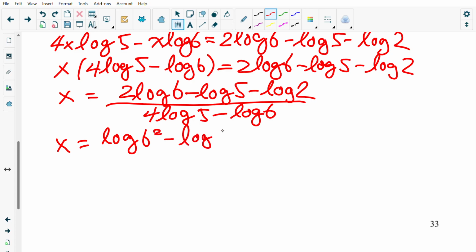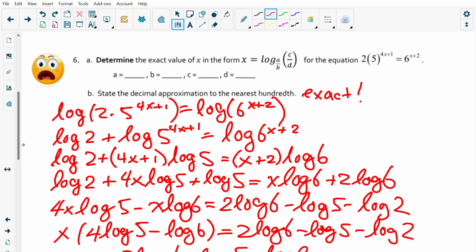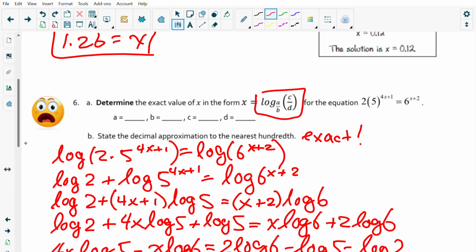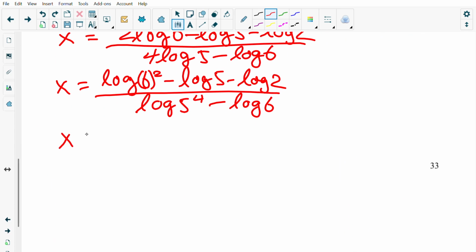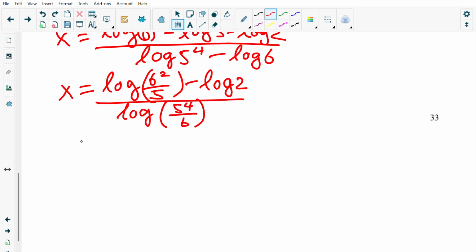Okay. Continuing. x equals log of 6 squared minus log of 5 minus log of 2 divided by log of 5 to the 4th minus log of 6. Why are we doing all this? Because it says put it into a form where it's one single log like this. So let's work at this, folks. We'll get there. x equals log of 6 squared divided by 5 minus log of 2 divided by log of 5 to the 4th divided by 6.